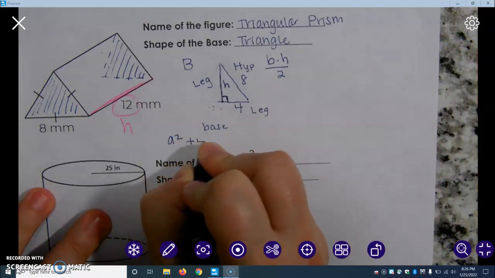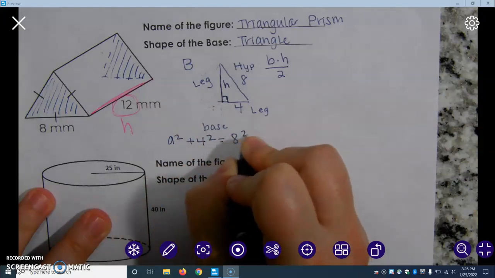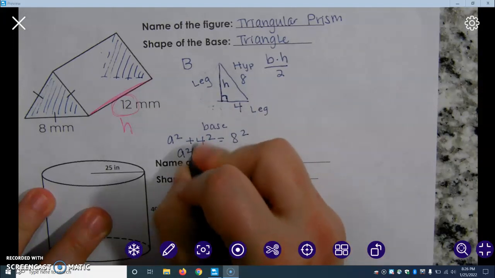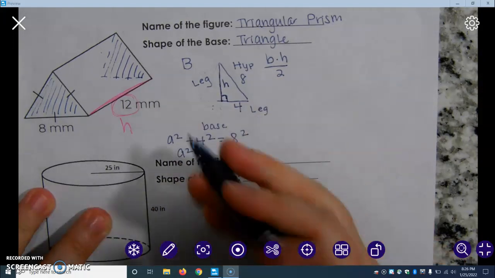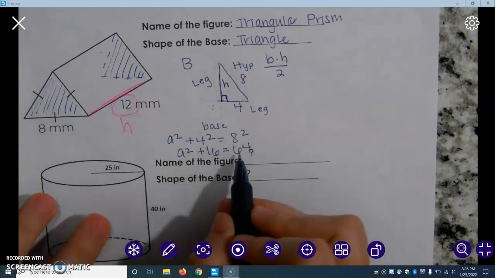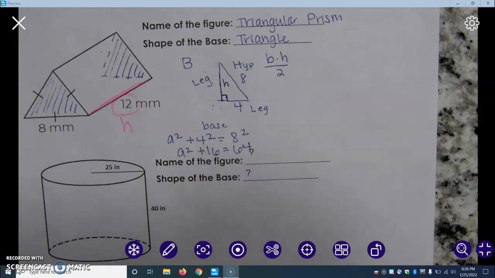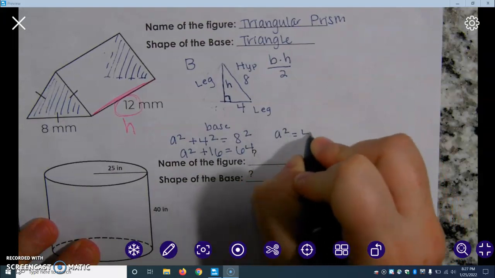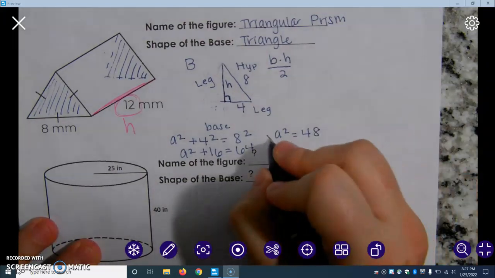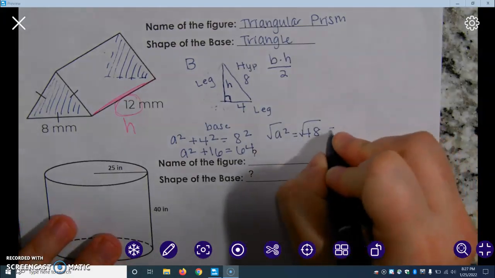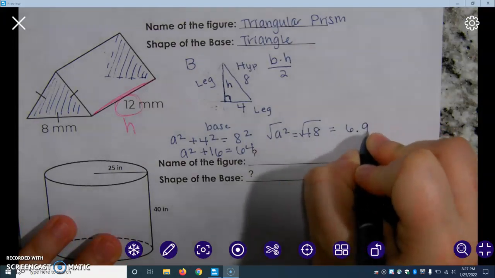So a squared plus b squared equals c squared. 4 squared is 16. 8 squared is 64. I'm going to subtract 64 minus 16. So a squared is equal to 48, and the last step is to take the square root. So in my calculator, I'm doing the square root of 48, and that is 6.93.